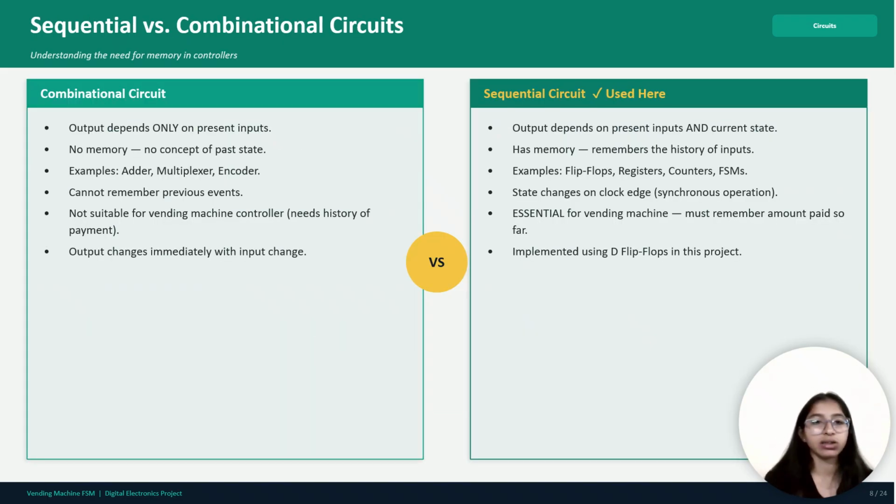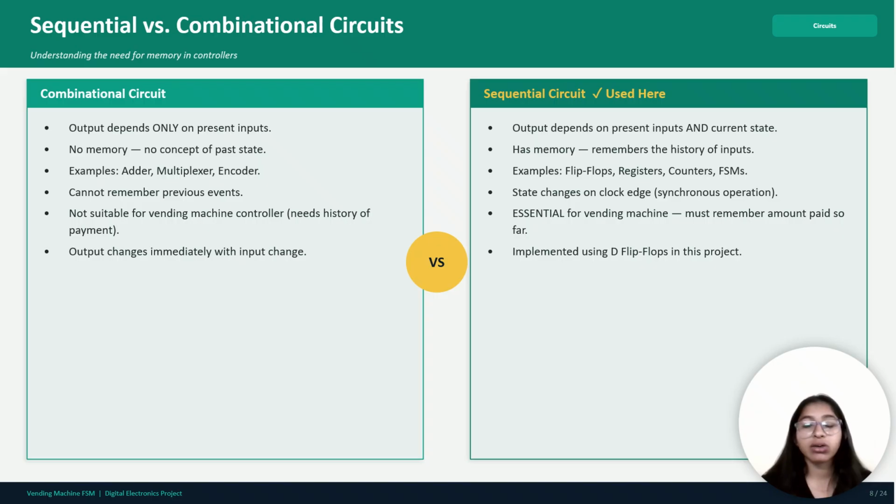So now, there's a difference between sequential versus combinational circuits. So first is a combinational circuit. A combinational circuit is one whose output depends only on the present input. It has no memory. Give it the same input and you always get the same output. Examples include adder, multiplexer, and encoder. A combinational circuit is not suitable for our vending machine because it cannot remember whether the user has paid or not.